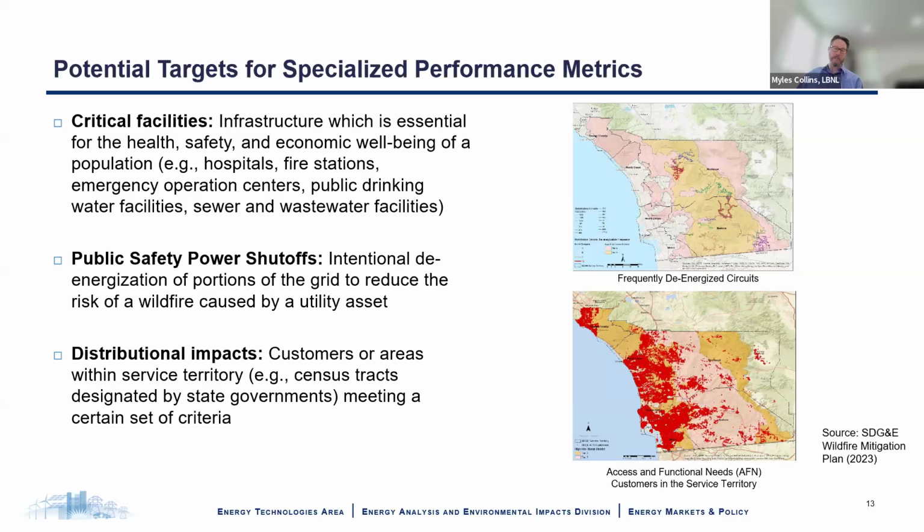Public safety power shutoffs. So this is where utilities will intentionally de-energize portions of the grid to reduce the risk of a wildfire caused by a utility asset. You see there in the upper right-hand corner, it's a graphic from SDG&E's wildfire mitigation plan. So it's looking at frequently de-energized circuits. You can see performance metrics finally for certain subsections of the population. So distributional impacts on the bottom right there, this is access and functional needs customers in SDG&E service territory. So customers that may be more vulnerable to impacts of prolonged outages. Next slide.